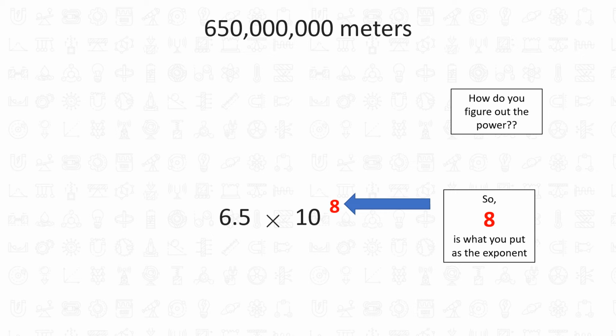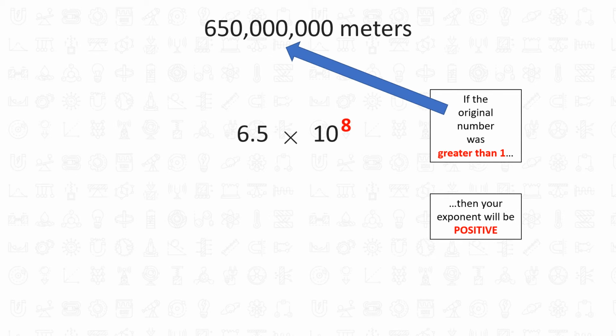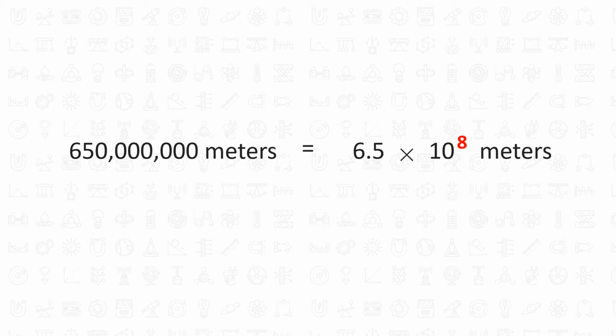Now why is it positive? We moved to the left. It's positive because it represents a very big number. It's much bigger than 6.5, right? So we're getting bigger by a power of 8. How do you know if it's a positive or negative exponent? If the original number was greater than 1, in this case it's much bigger than 1, your exponent will be positive. Okay, so 650 million meters is equal to 6.5 times 10 to the 8th meters.